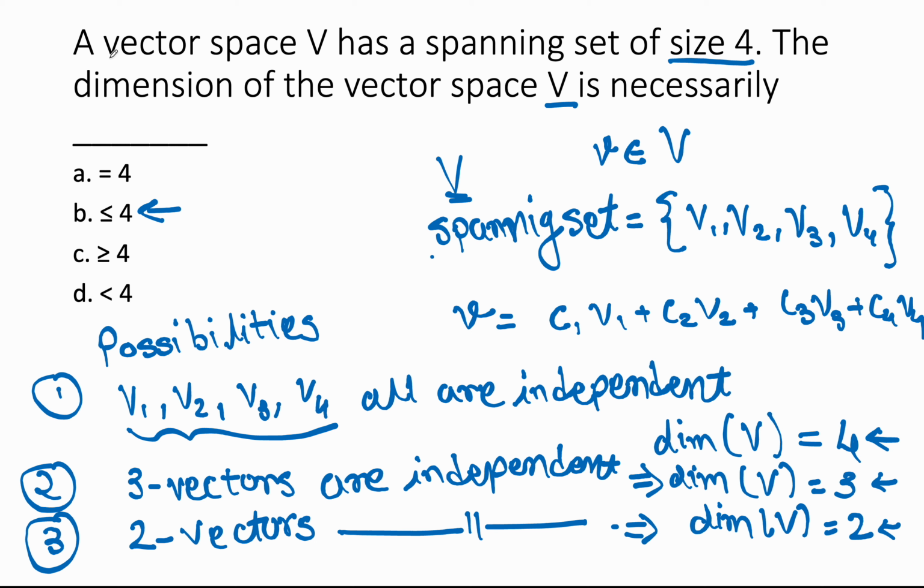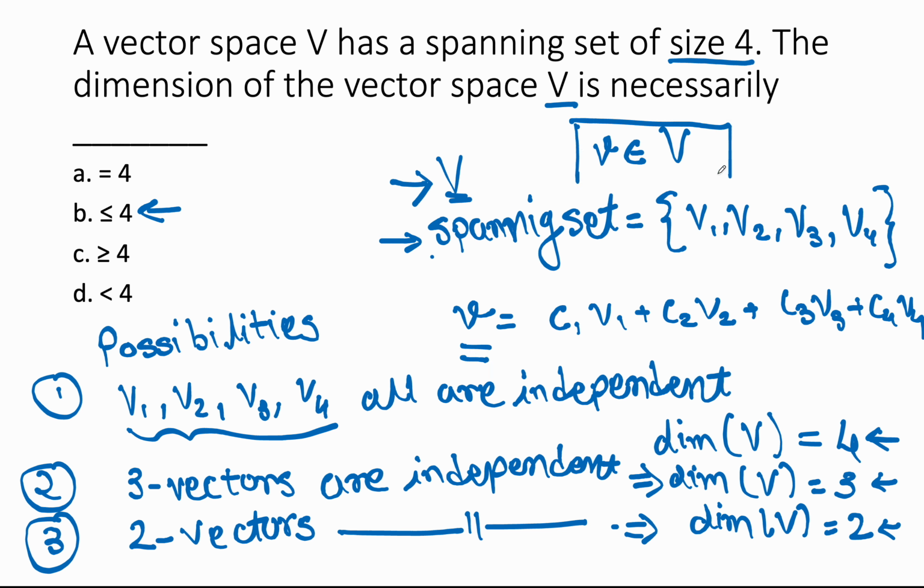So I will repeat the question. Vector space V has a spanning set of size 4. The dimension of the vector space V is necessarily... So if we have the vector space V and the spanning set for that, let's say is V1, V2, V3, V4.